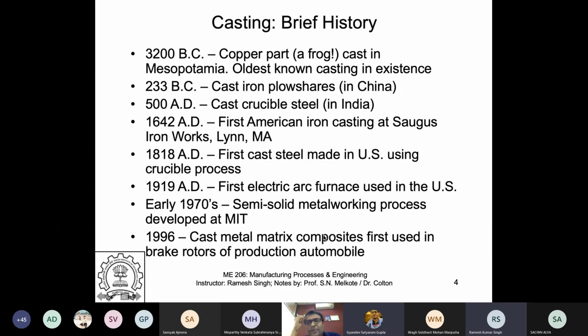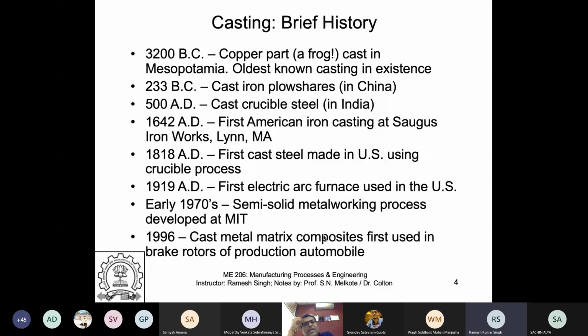So plowshare is a tool known for tilling the land. The Chinese made a cast iron plowshare way back in 233 BC, and Indians could make it in the time of Aristotle. Greeks imported all the swords from India because Indians could actually make wrought iron. They knew how to forge and cast.